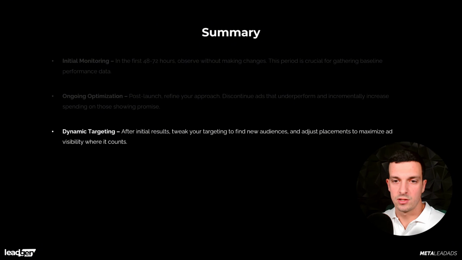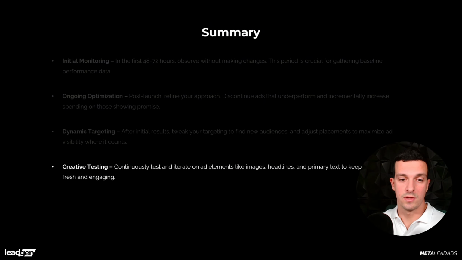Dynamic targeting: after initial results, tweak your targeting to find new audiences and adjust placements to maximize ad visibility where it counts. So after the initial optimizations, wait a few days, then you can duplicate ad sets, test new targeting, test new placements, and test stuff to try to beat the current winners.